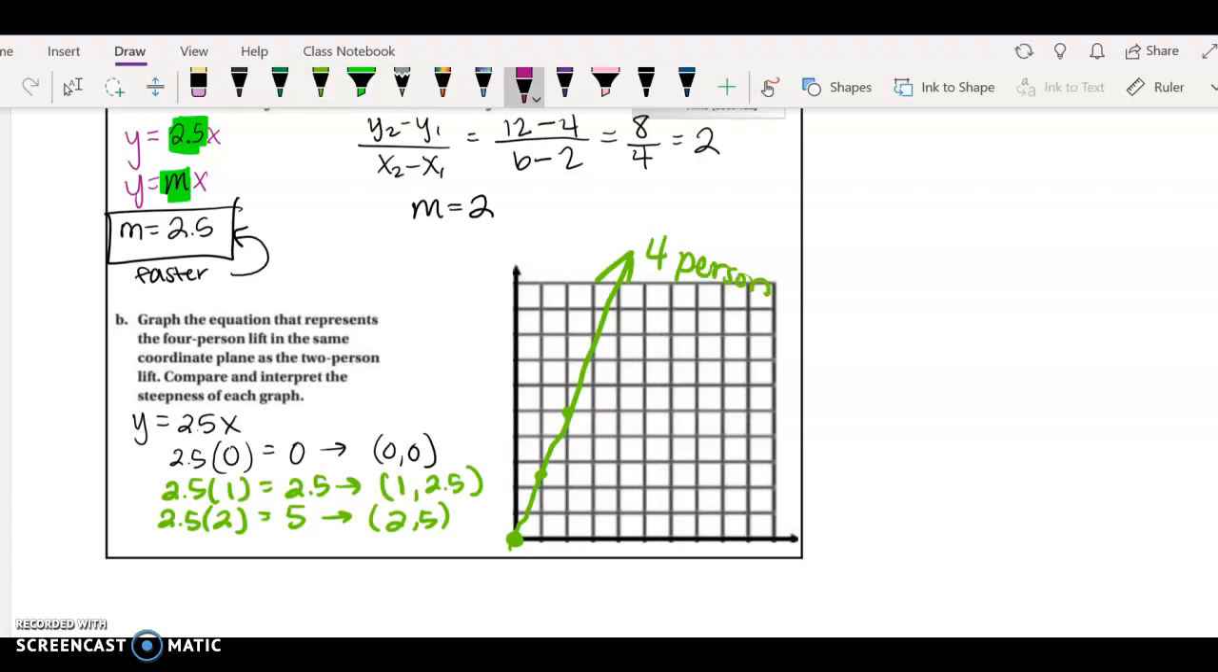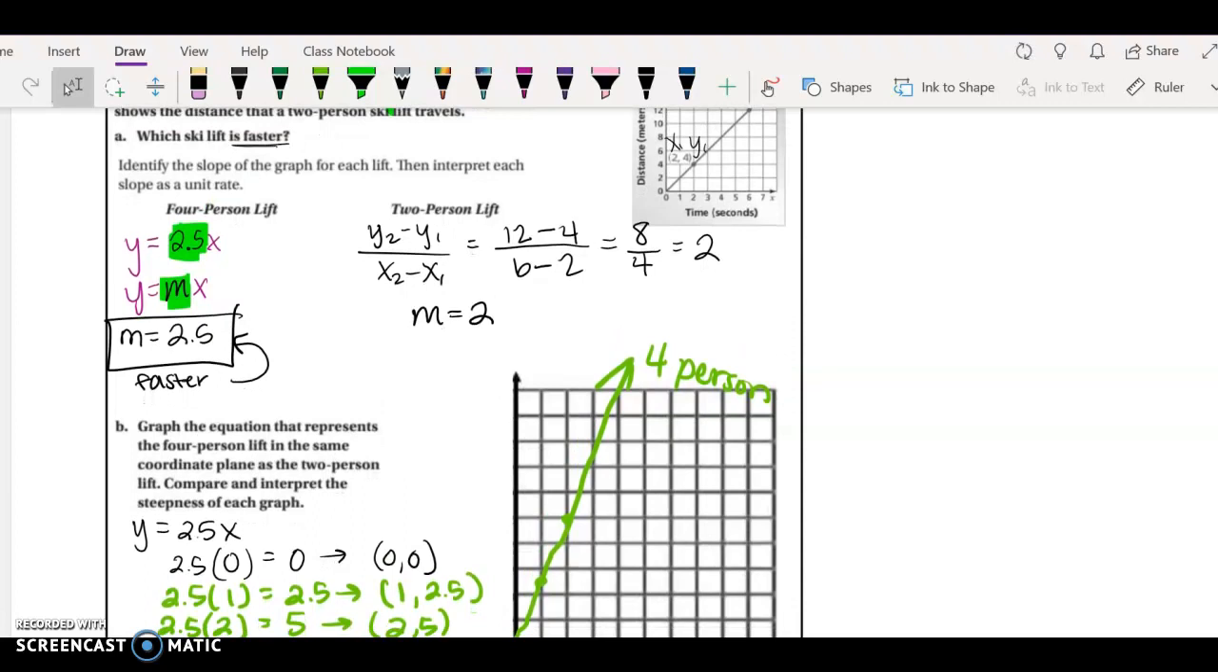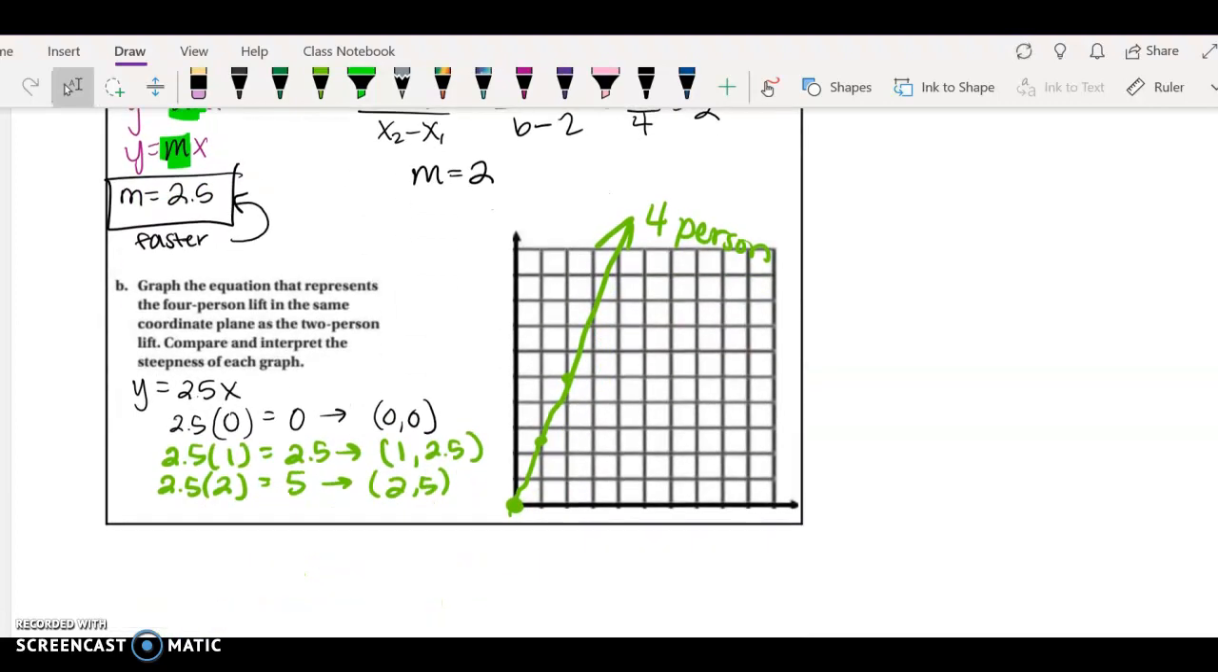And then my two-person, my slope is 2. And so that means we start at 0, 0 because it's proportional. We go up 2 over 1. Just remember every number's over 1. Up 2 boxes over 1. So here's my two-person.